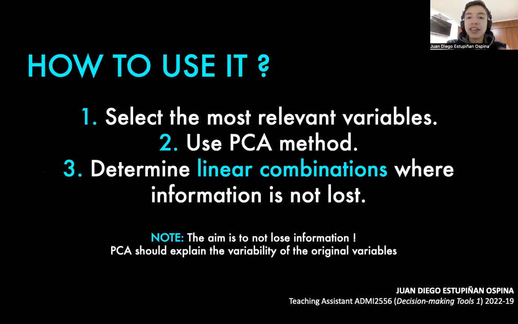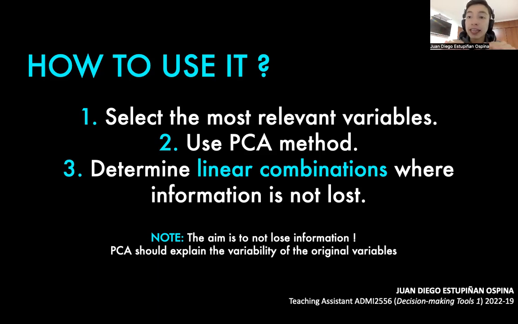How to use it? The first step is to choose the most relevant variables and also to be sure that those variables are correlated. After that, we use the PCA method, and as a result, we will determine the linear combinations or components that we are going to use because they capture the largest amount of information.